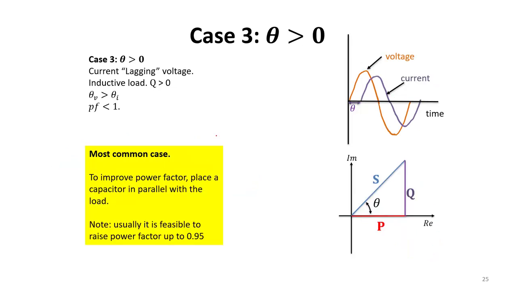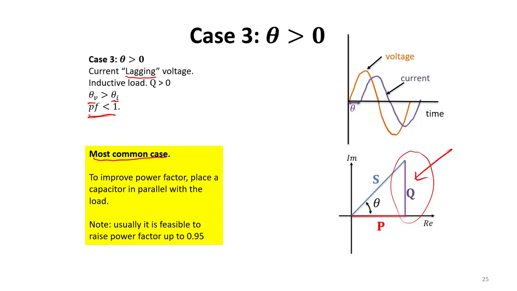Finally, we have case 3. In this case, our phase angle of complex power is greater than 0, and this corresponds to the lagging case because our voltage phase angle is greater than the current phase angle. Our load has inductive behavior and our power factor is still less than 1. We also end up with a positive Q value, so positive reactive power. And this is actually our most common case. Often our loads have slightly inductive behavior.